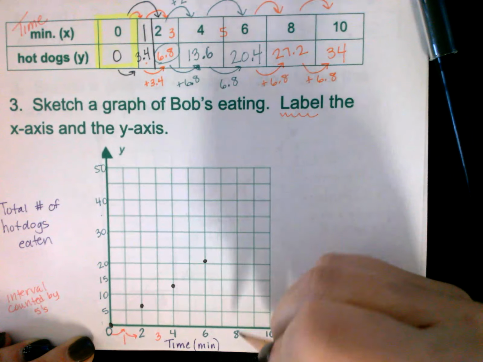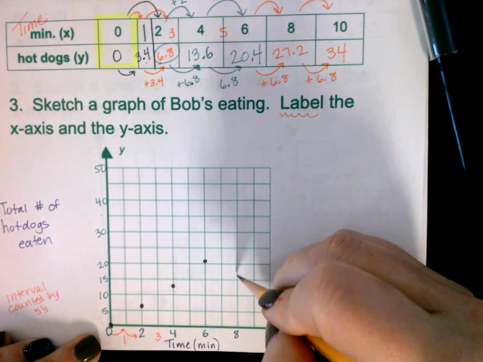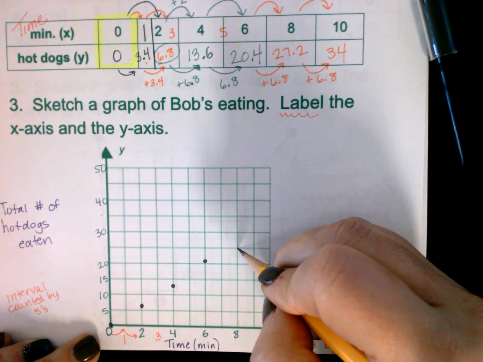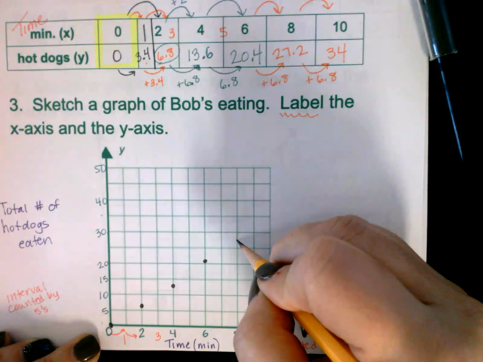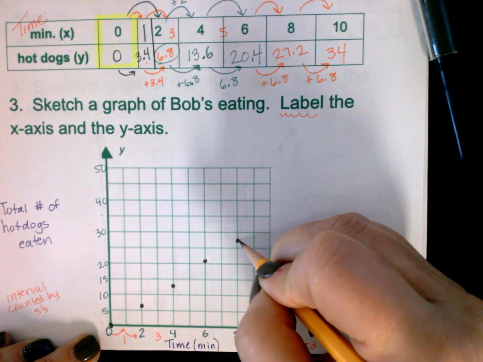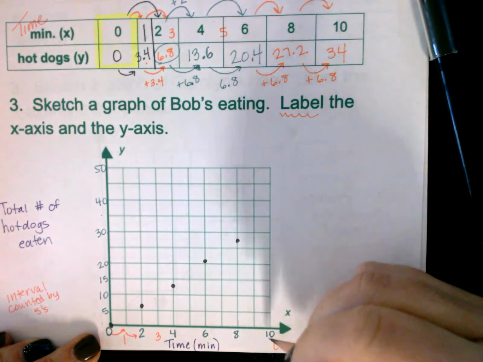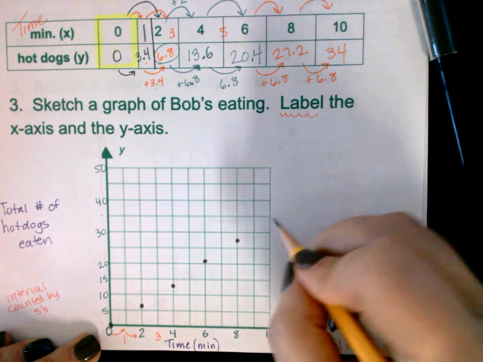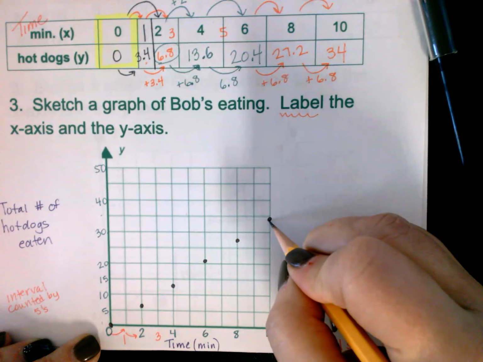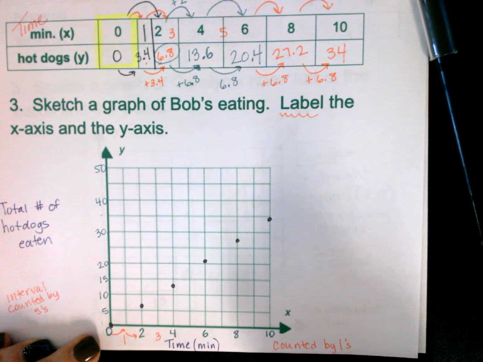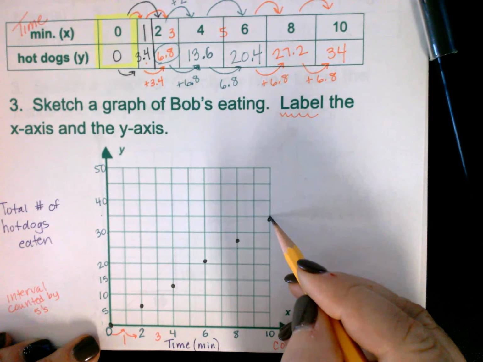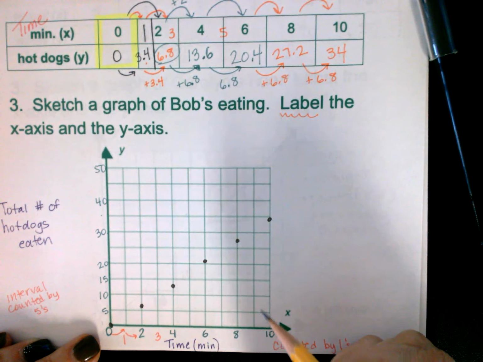8 minutes, we're at 27.2. So here's my 25. 27 is kind of right in the middle of 25 and 30, so I'm just going to plop it there. And finally, after 10 minutes, he almost ate 35. He was able to eat 34. So I put the dot just a little below my 35.